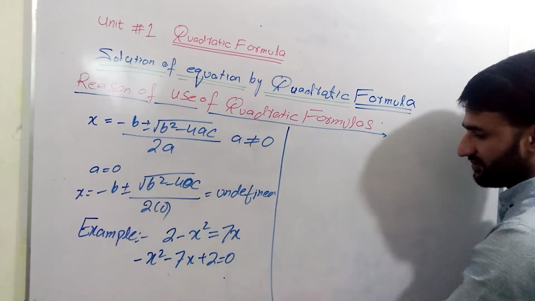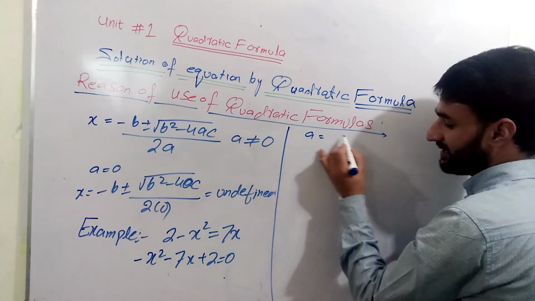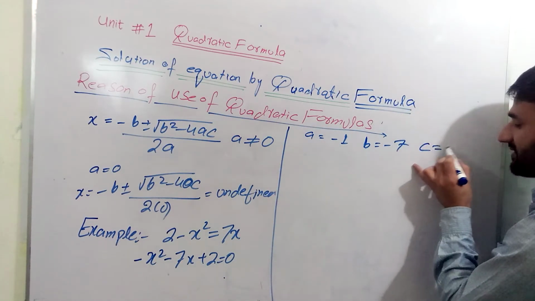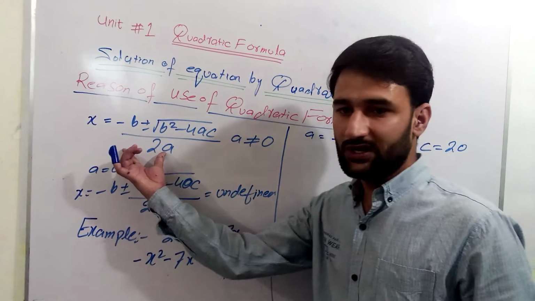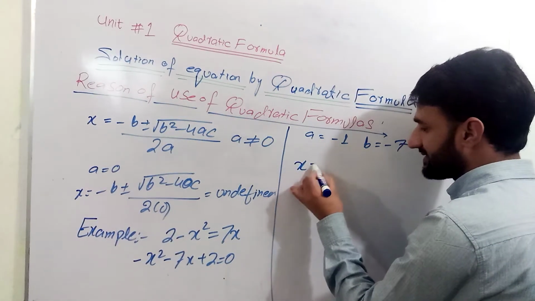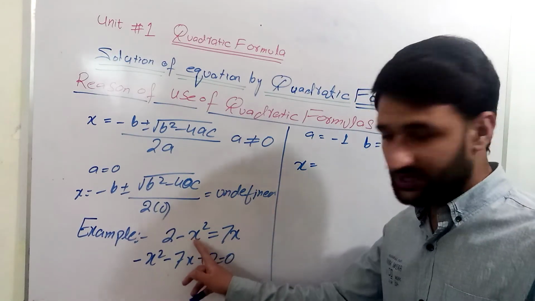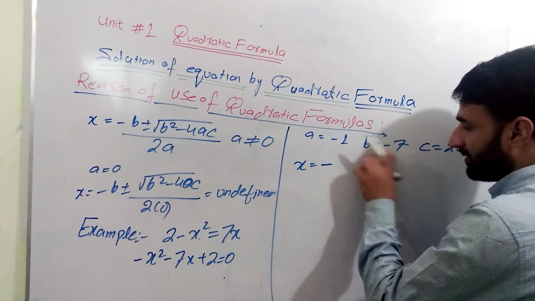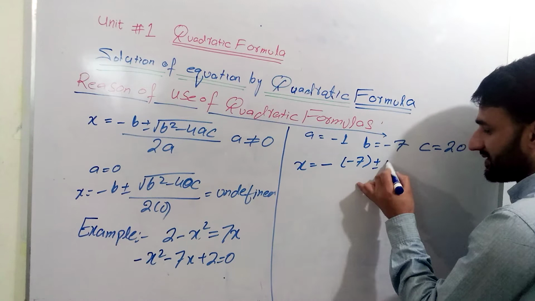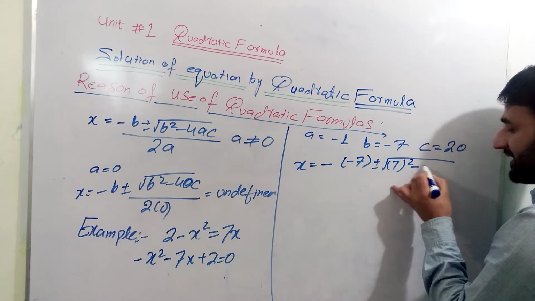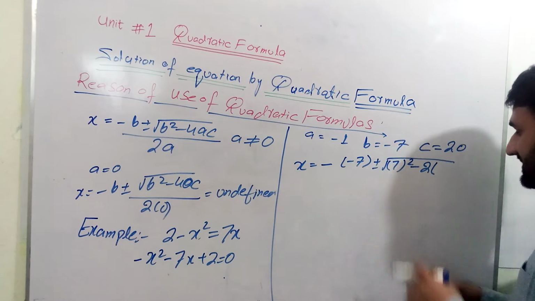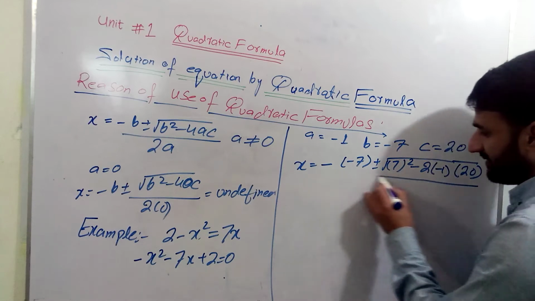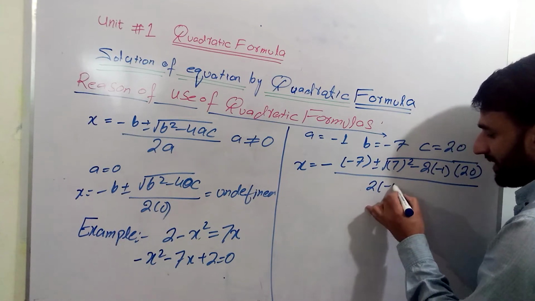Now we are going to find the solution. Here you can notice that a is equal to minus 1, b is equal to minus 7 and c is equal to 2. Here is the quadratic formula. Try to put the values in the formula. Why the variable x? Because our required answer is in the form of the x variable. So minus, here the value is minus 7, plus minus square root of negative 7 square minus 4 into a, which is negative 1, into c, which is 2, divided by 2 into minus 1.